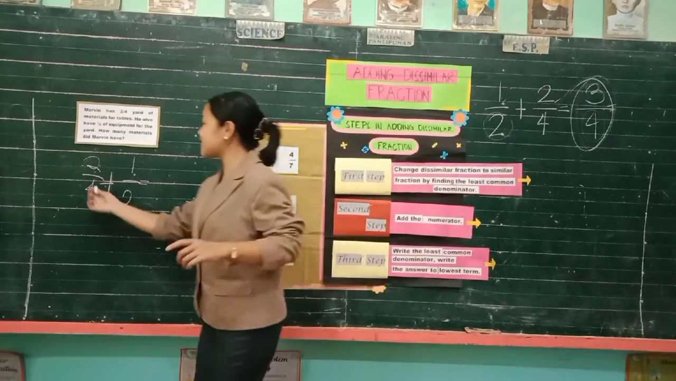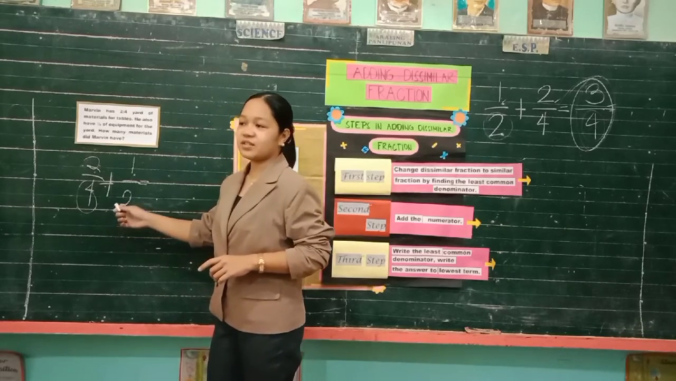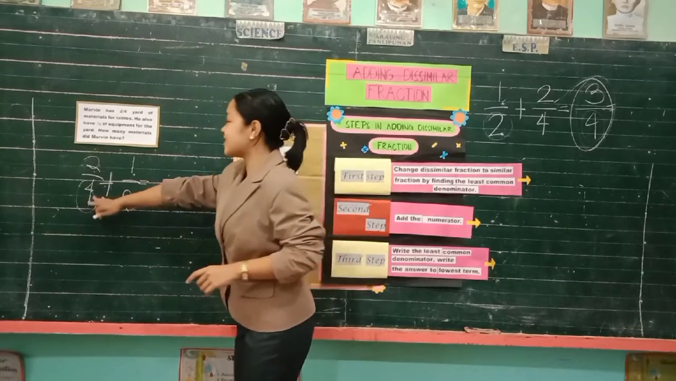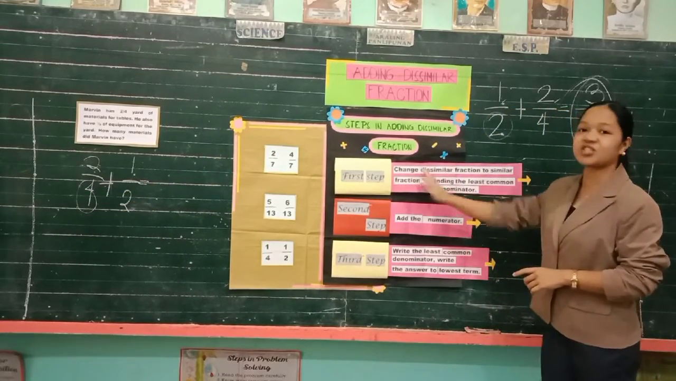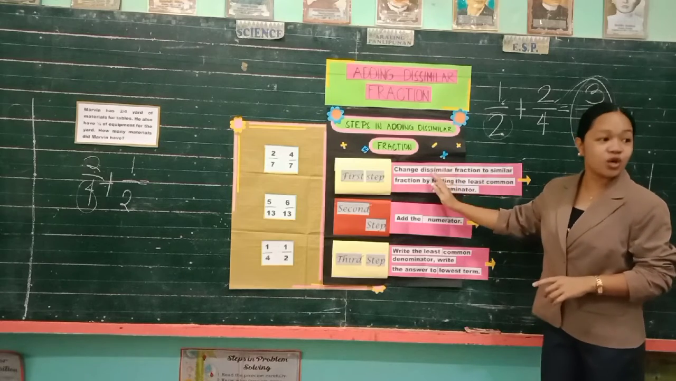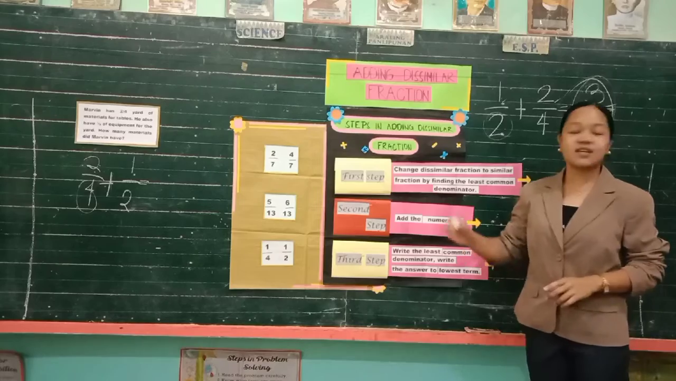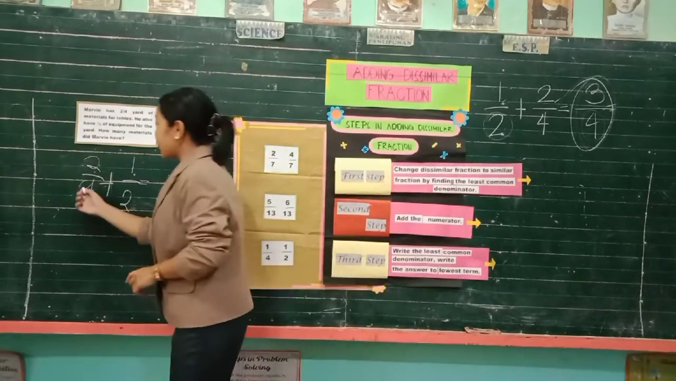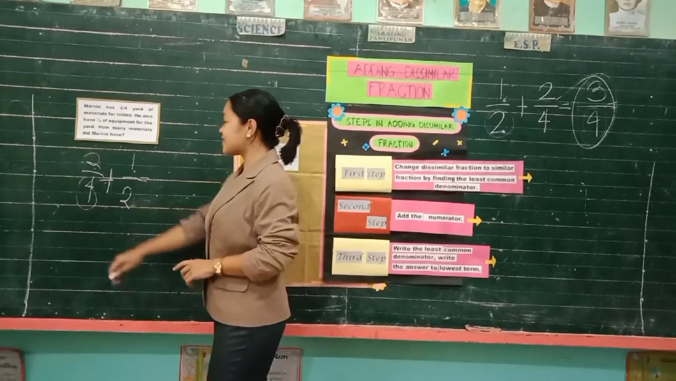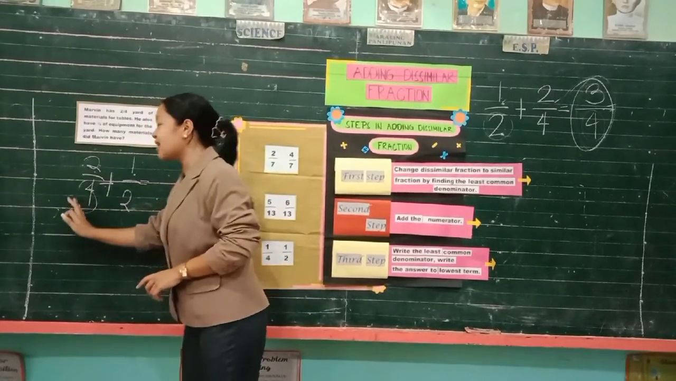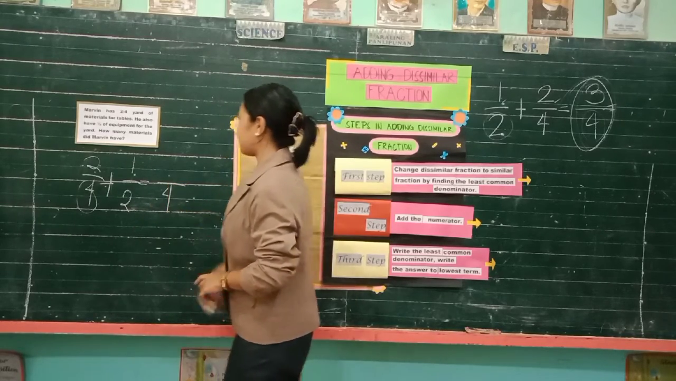By the way, is it similar or dissimilar? Yes, excellent. It is dissimilar. So the first step says here that change dissimilar fraction to similar fraction. Please keep quiet. So here we will find the least common denominator, the LCD. So what is the LCD? 2? Yes, it is 4.